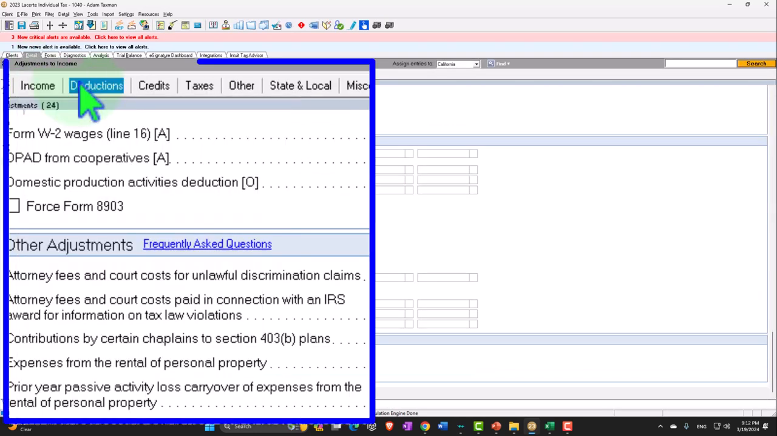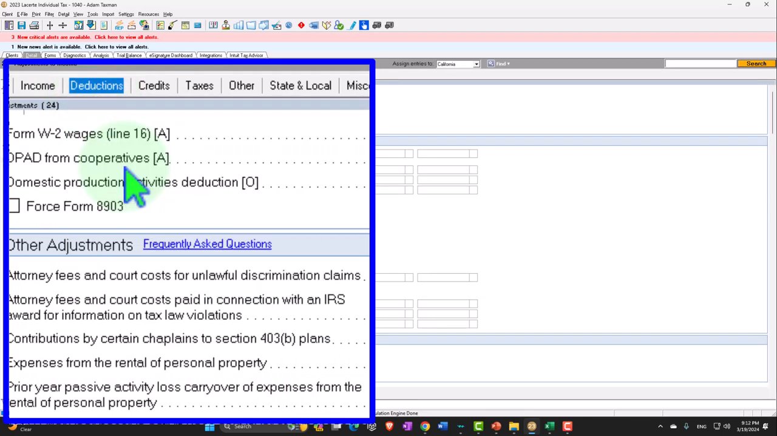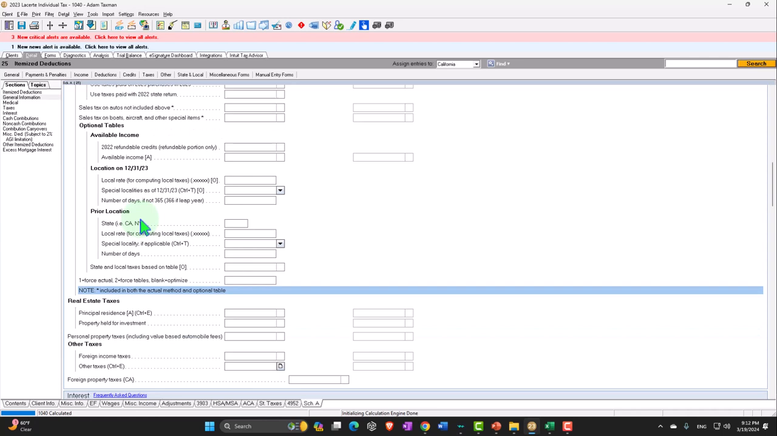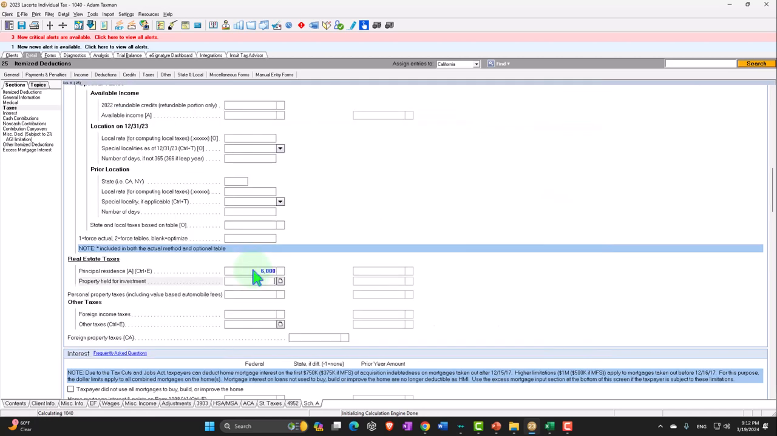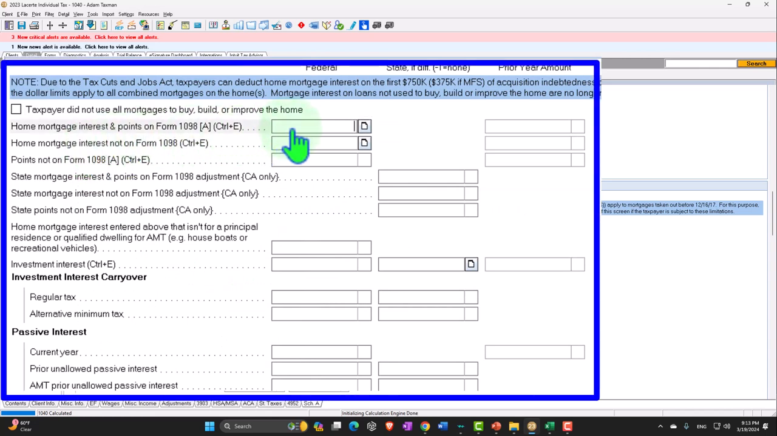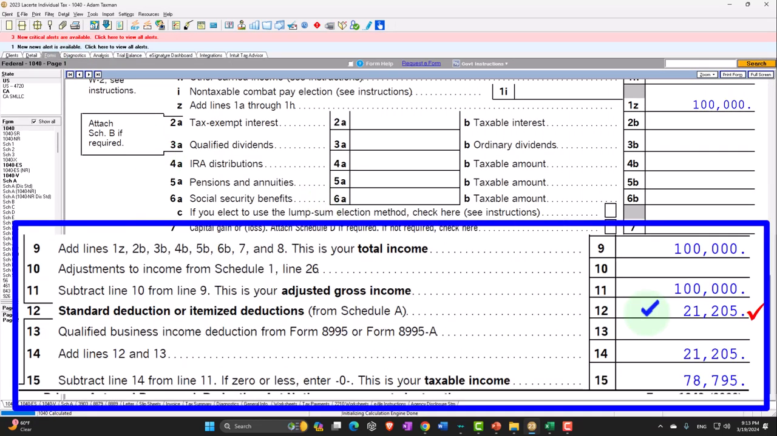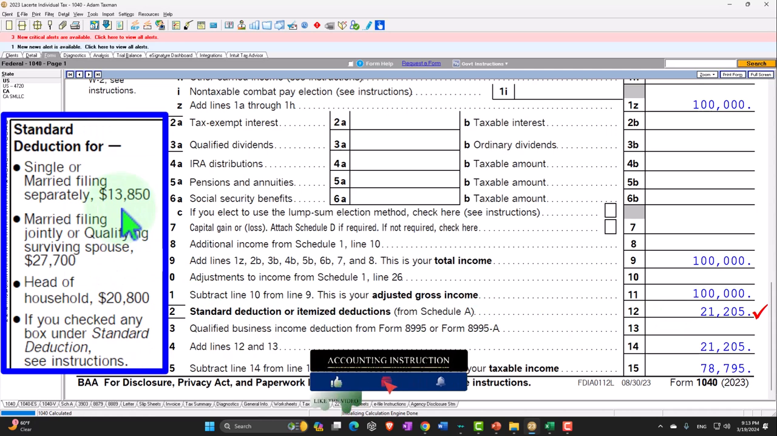If we go back over and we see deductions, and we go into the itemized deductions, and we go into, say, the interest. So we have, let's see, here's the taxes. So let's say we had the principal residence, $6,000 of taxes, and then we had the interest, home mortgage interest and points on the form. Let's say that that was $14,000, let's say. Let's go back over. And so now we have the 21,205. That amount is coming from the Schedule A because it's greater than the 13,850.